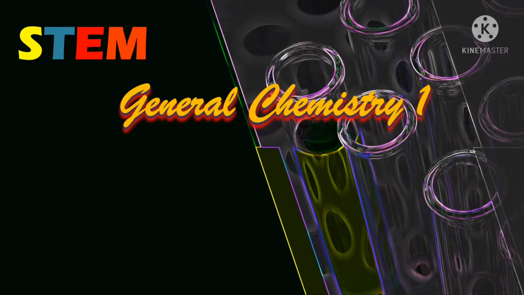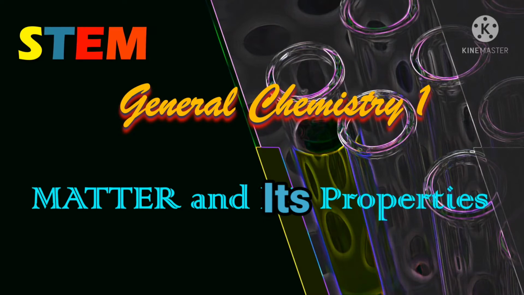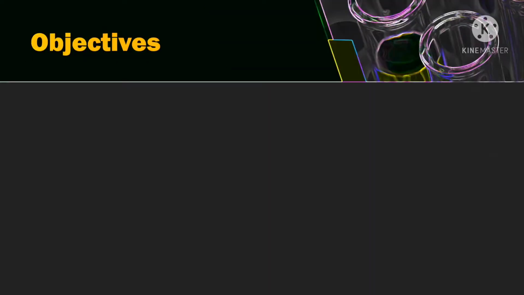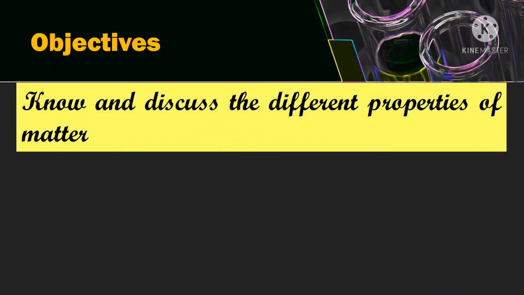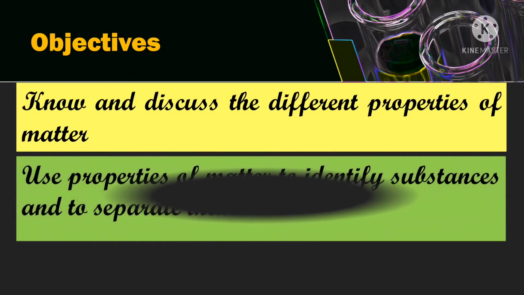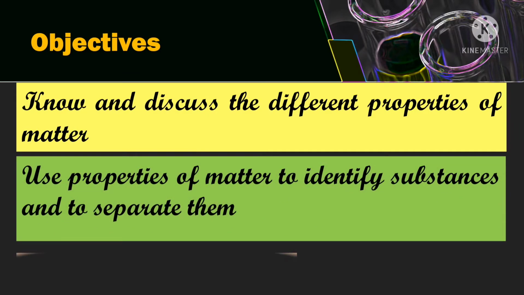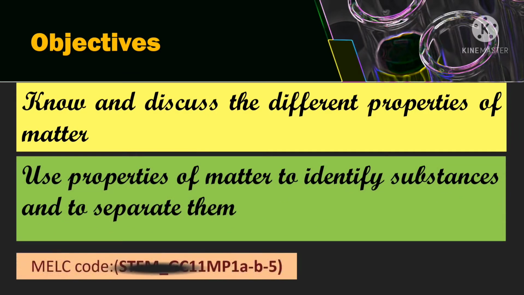We will learn about matter and its properties. But what do we really want to achieve by the end of this session? So it is important to set our objectives. We have 1. Know and discuss the different properties of matter, and 2. Use properties of matter to identify substances and to separate them.